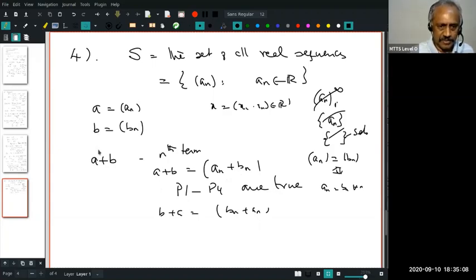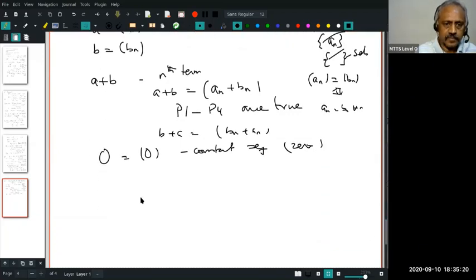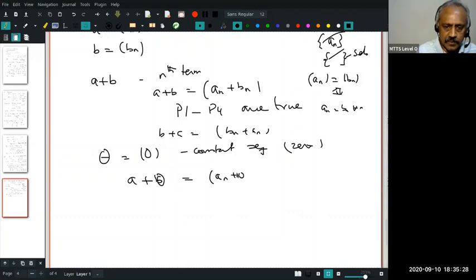Similarly, associativity. Now what is the 0? 0 is the zero sequence, the constant sequence 0, where the constant is 0. Then what will be a plus 0? If you want, call it theta. A plus 0 is a_n plus 0 for all n. Therefore, it's a_n. And similarly, 0 plus a, right?